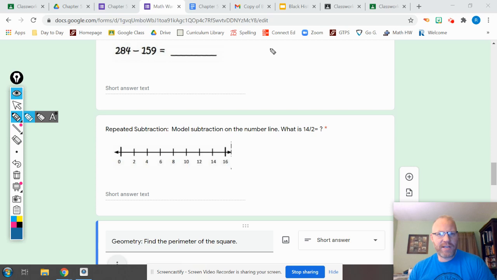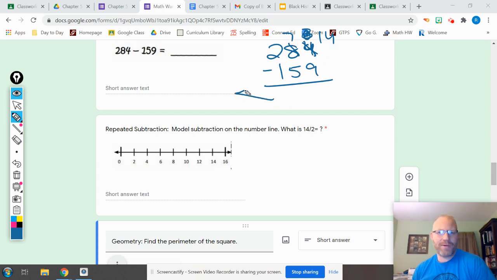And now let's do some subtraction. We have 284 minus 159, and we're going to be having to borrow from the 8, which becomes a 7. The 4 becomes the 3. The 4 becomes 14. Holy smokes. 14 minus 9, 7 minus 5, 2 minus 1. Put your final answer over here.